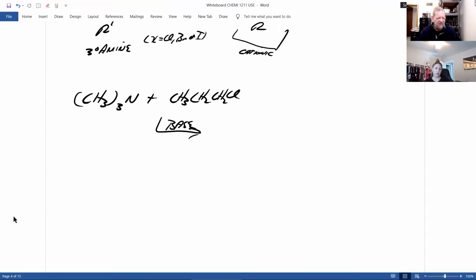And here we go. Let's do this. What do we have that's different in this first thing? Now we're getting the good stuff because we're reacting two organic molecules together. We have a nitrogen with carbons on it. And notice there are three of them. So this is a tertiary amine.